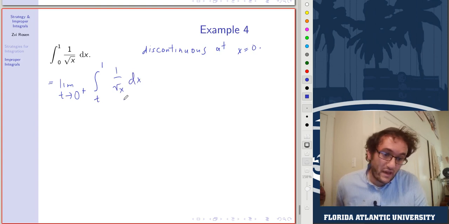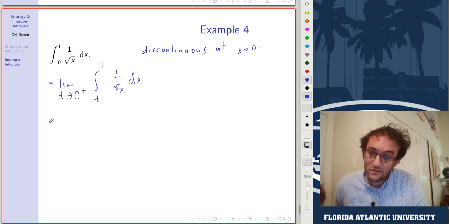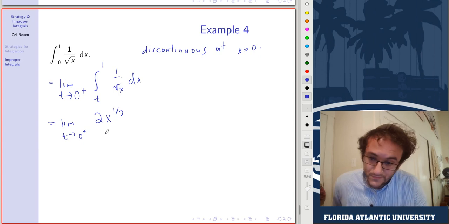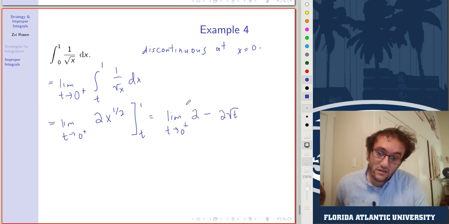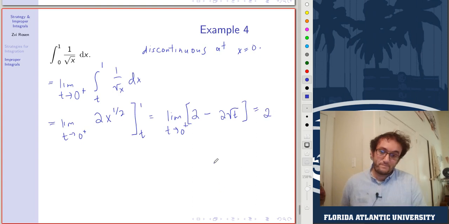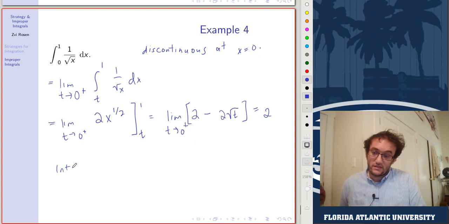And now we can use the power rule. This is x to the minus 1/2. So we have the limit as t goes to 0 from the right of x to the positive 1/2 times 2, and we're evaluating that from t to 1. Okay, and this is given by the limit as t goes to 0 from the right of 2 minus 2 times the square root of t, and obviously this just approaches 2. Okay? So this integral converges to 2.